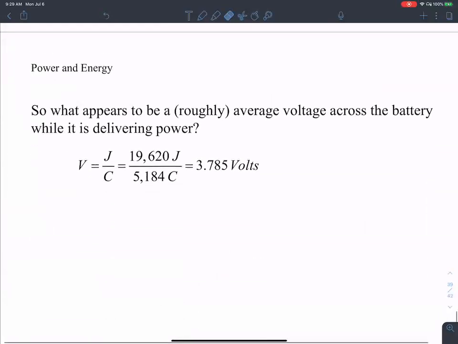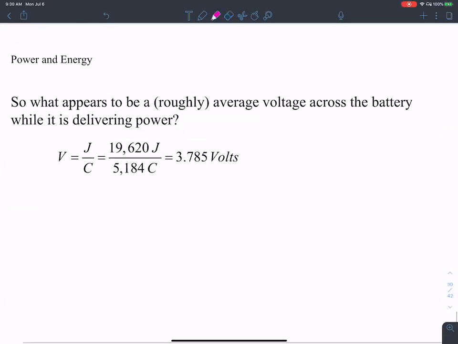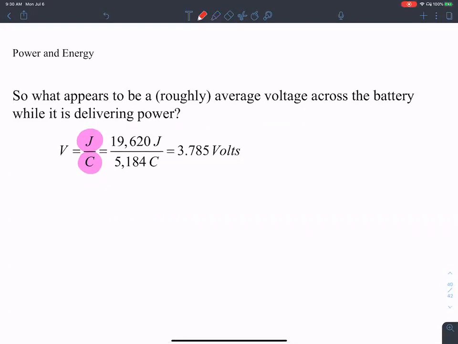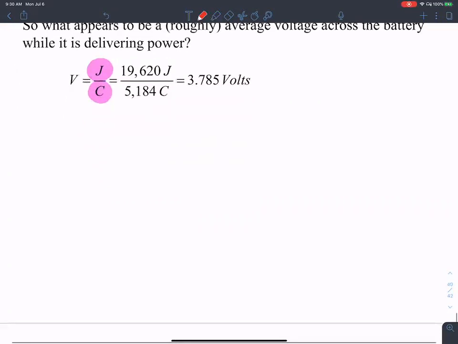We can calculate the voltage across the battery when it is delivering power. We arrived at the energy, we arrived at the charge. We know Q equals VC, the amount of charge stored in there. And we should be able to divide energy by C in order to get the voltage.